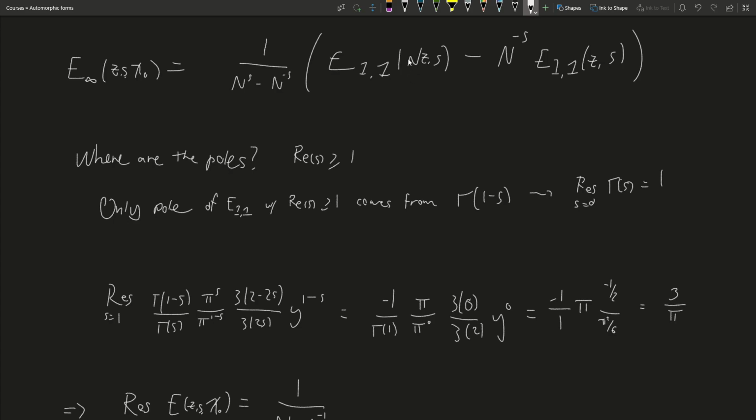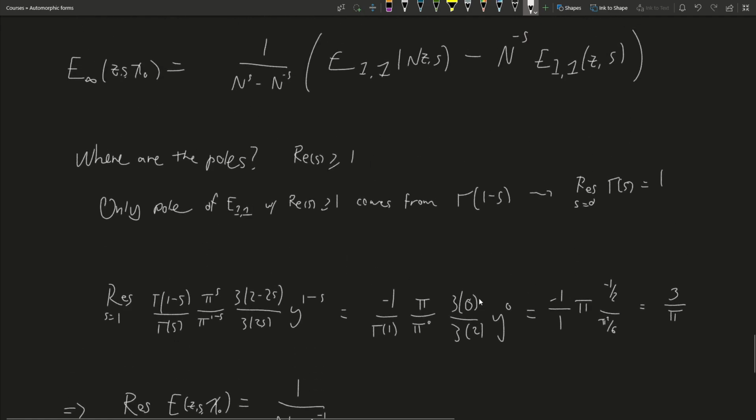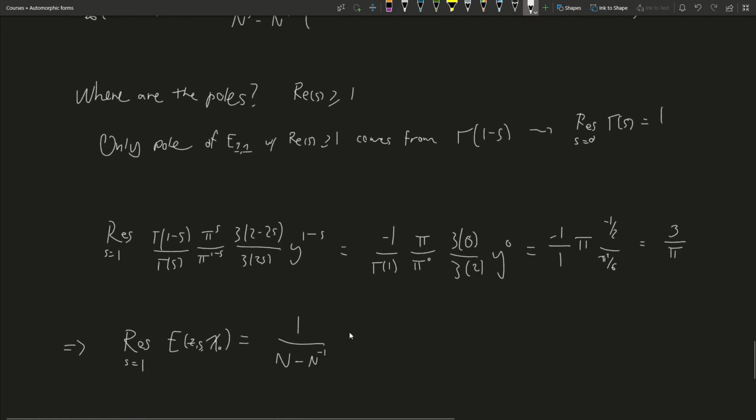So here there's no z dependence in the residue, and I mean the pole that we were getting, there's no z dependence in that function. So the fact that we have an nz instead of z here doesn't matter for the residue, and we're just going to get 3 over pi here for the residue, and here we have an n to the minus 1 times 3 over pi. And so what do we end up getting?